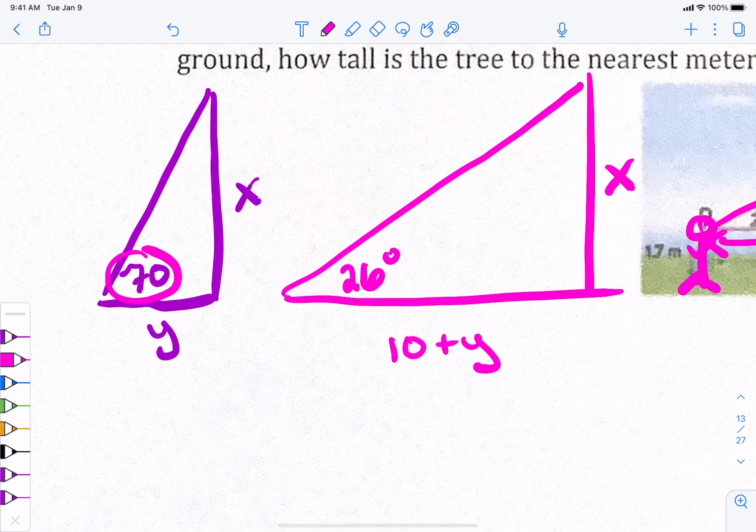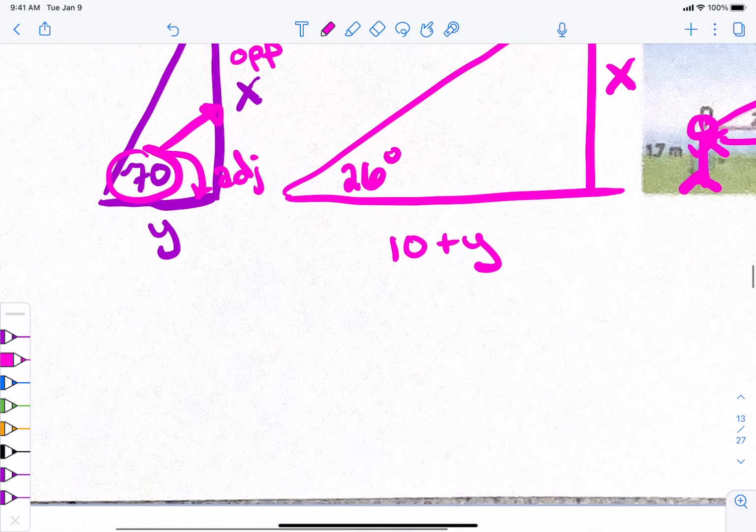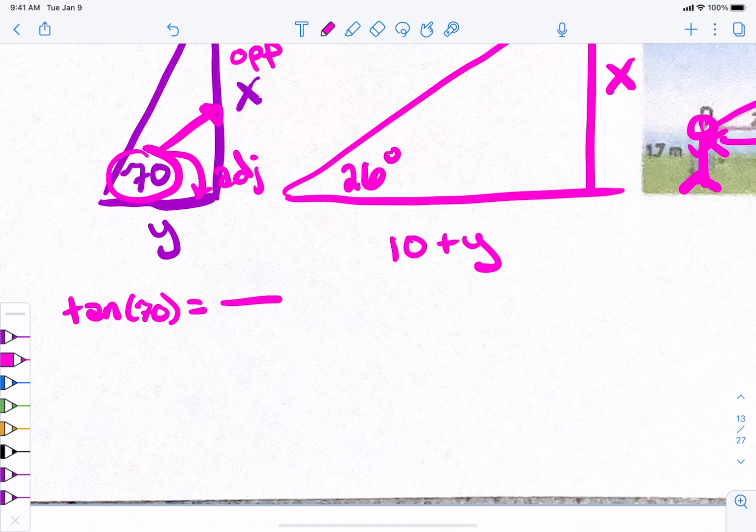Here is my 70 degrees. X is what? Opposite. Y is the adjacent. Okay, X is the opposite, Y is the adjacent. So, tangent of 70 equals opposite over adjacent, X over Y. X over Y, right?